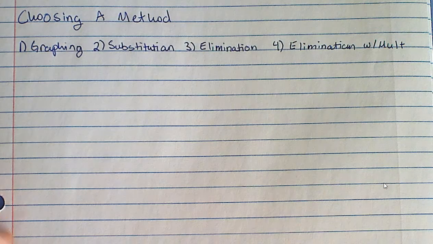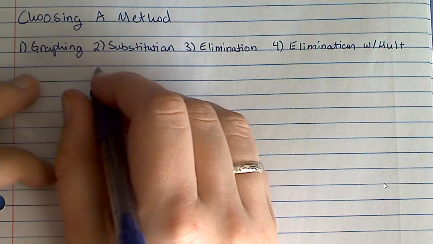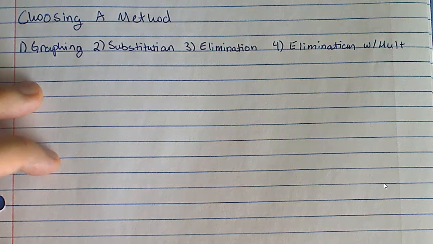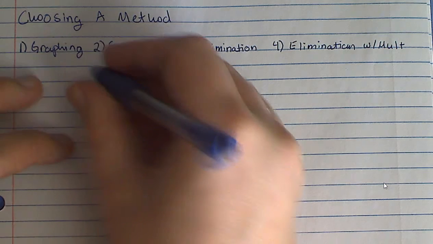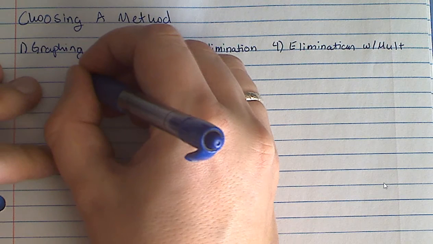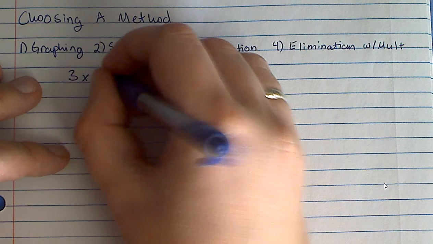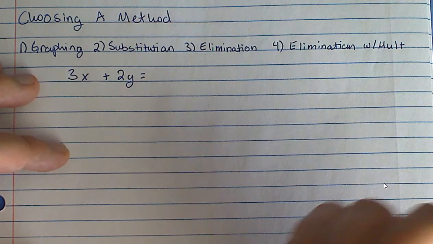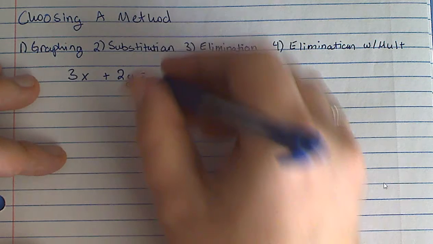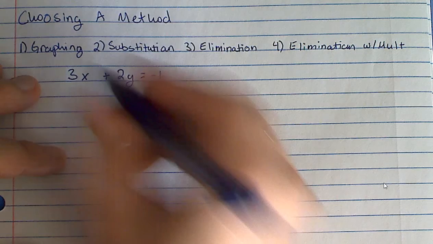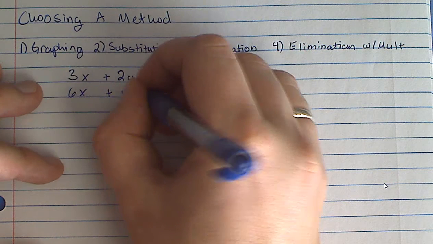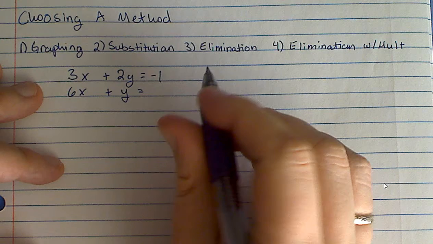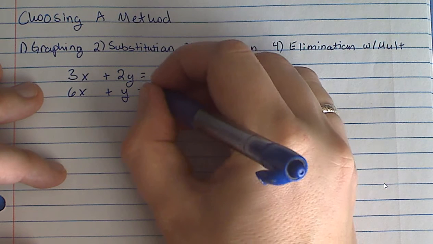All right. So let's take a look at an example of a system of equations, and I'll talk about how you can decide which method to use on your own without me needing to tell you in the directions. Let's say that we have a system of equations that looks like 3x plus 2y is equal to negative 1. And then we'll do 6x plus y is equal to negative 10.